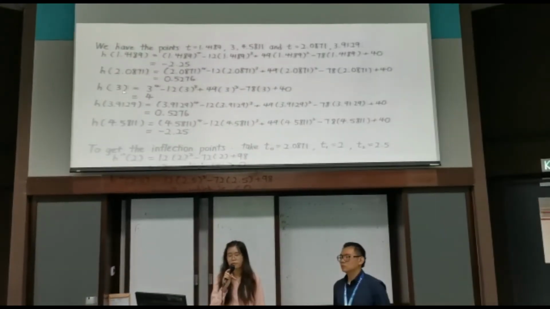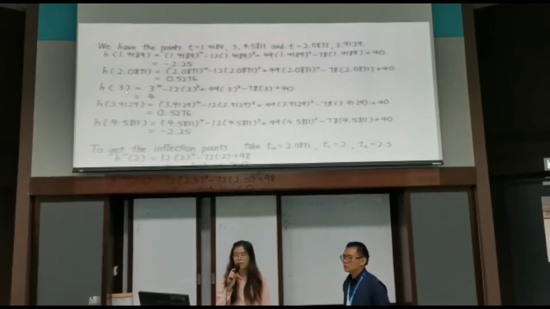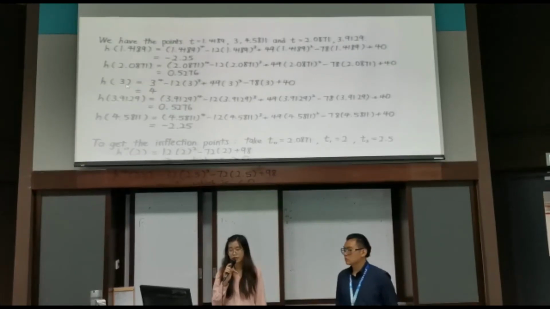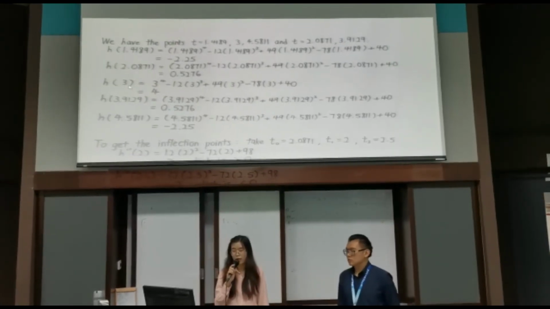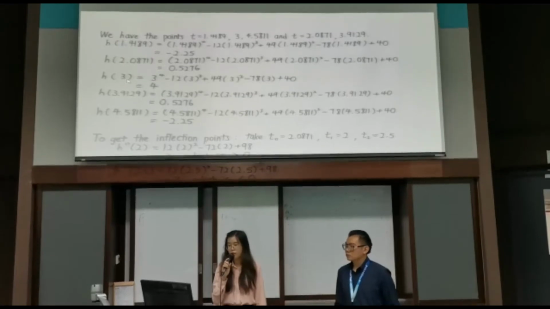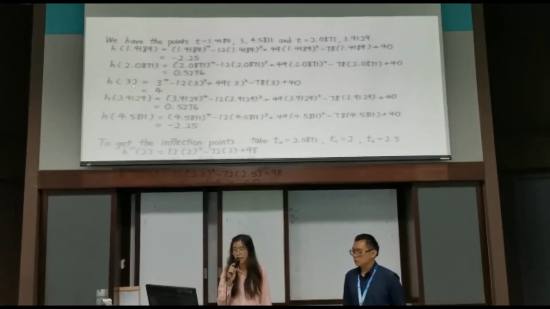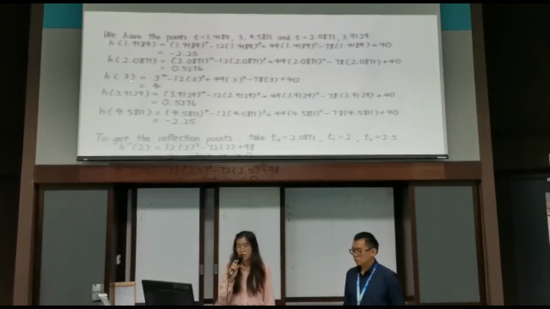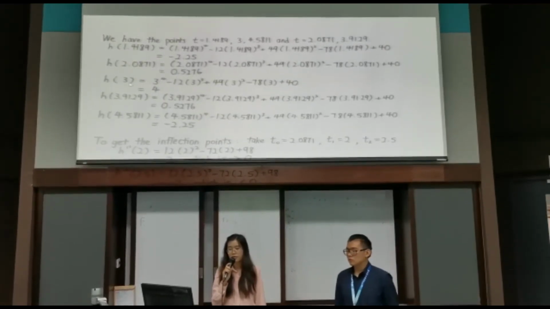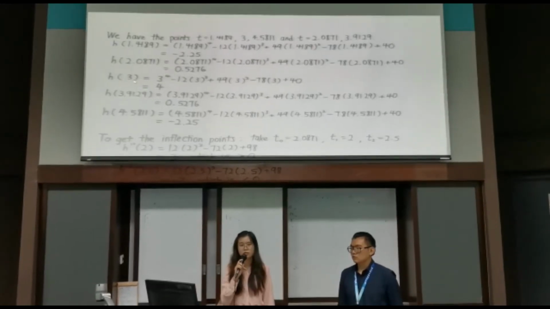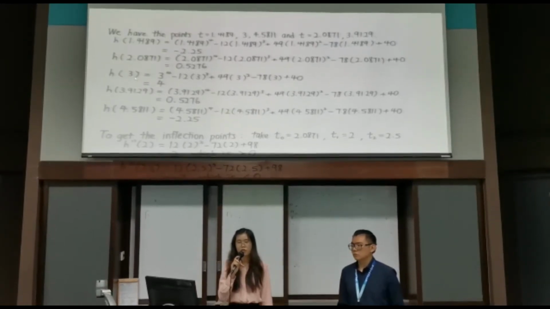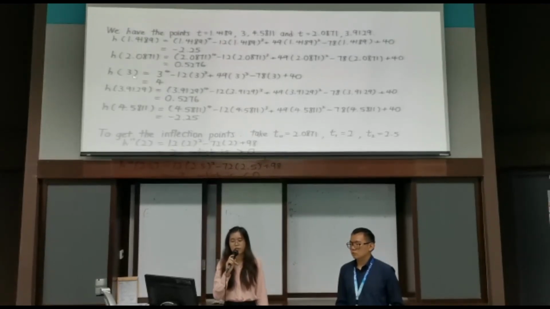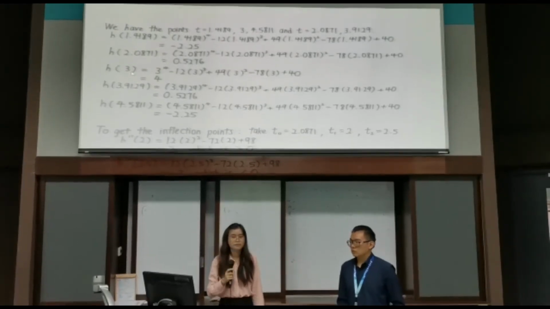From the above calculations, we have the points t equals 1.4189, 3, 4.5811, and t equals 2.0871 and 3.9129. And we are going to substitute those points into the function h(t) for the sketching of the graph at the back. Thank you.